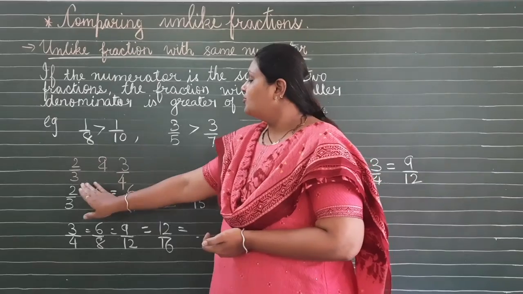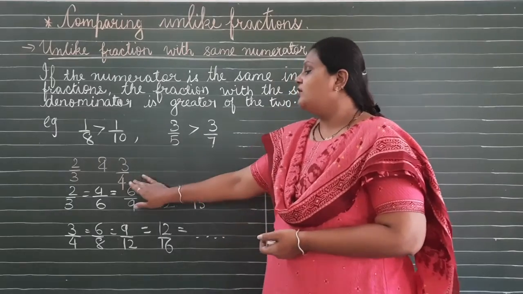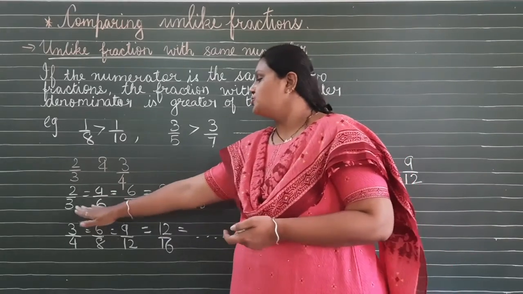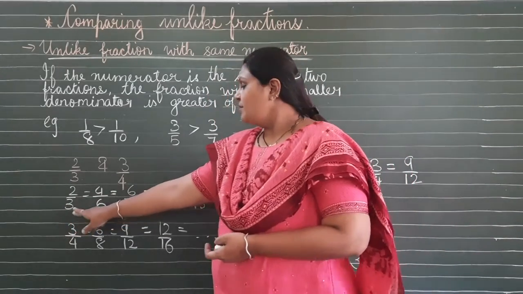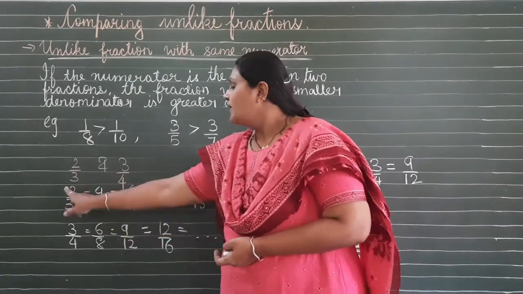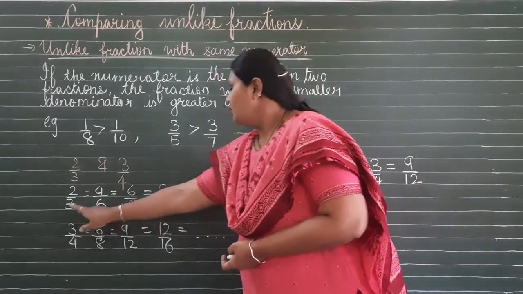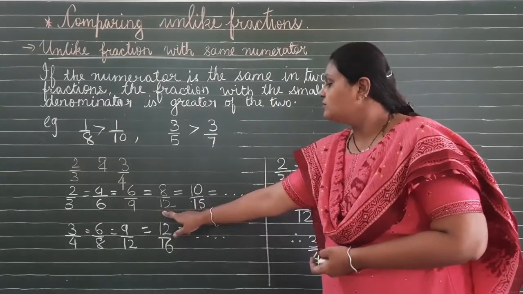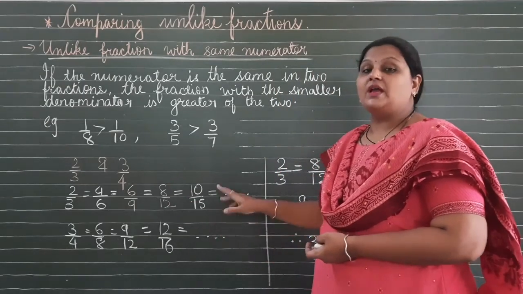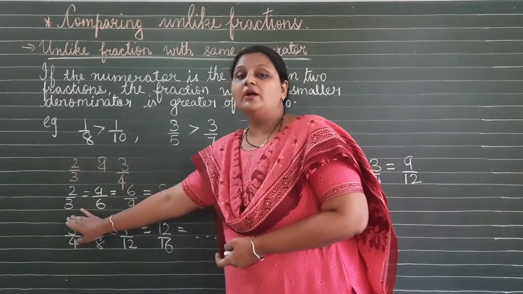Now here 2 upon 3 and 3 upon 4 is given to you. Now here numerator is also different, denominator is also different. So very first we will find out equivalent fraction for 2 upon 3. If I multiply 2 upon 3 by 2 upon 2, I will get 4 upon 6. 2 upon 3 multiplied by 3 upon 3, 6 upon 9. 2 upon 3 multiplied by 4 upon 4, 8 upon 12. 2 upon 3 multiplied by 5 upon 5, 10 upon 15, and so on. So, these fractions are equivalent to 2 upon 3.